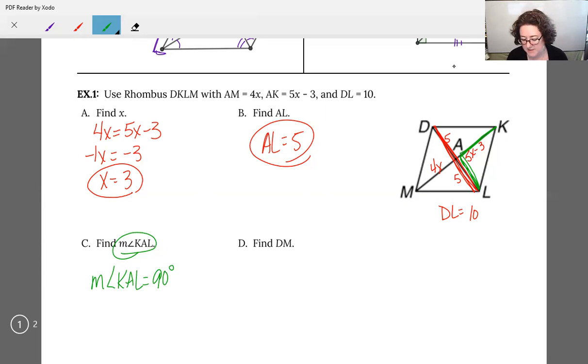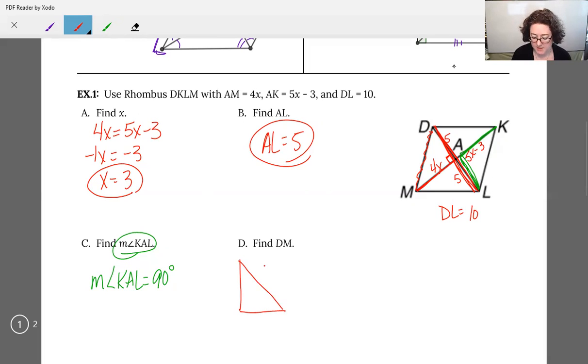And so then the last piece is to figure out DM. Well, let's think about this a little bit. DM is this segment here. We don't have anything else labeling the rest of our figure. But if I look at this triangle here, what kind of triangle do I know that has to be? Well, it has to be a right triangle because I know all of the angles in the center of this figure are 90 degrees.